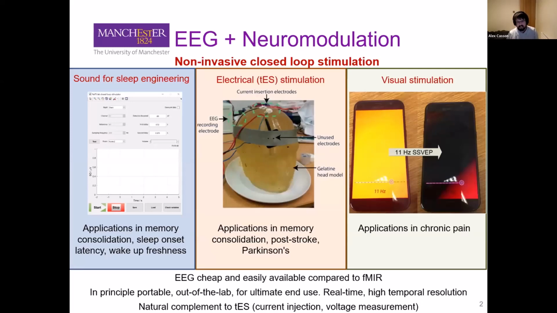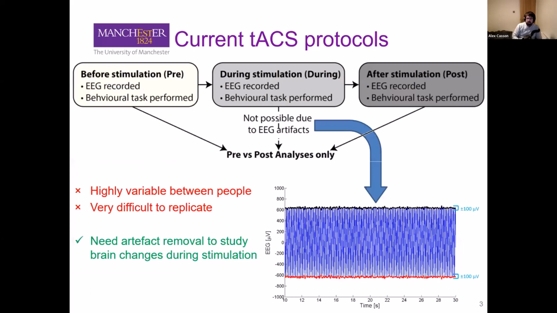But of course, it's also got a very high time resolution, and you can see the data in real time, which enables that kind of closed loop application. Sorry, my cat is here as well. And then thirdly, EEG is the natural complement to TES because one's dealing with voltages, one's dealing with currents, and they're different sides of the same coin. So we've probably heard most of this already, in terms of why we're interested in doing artifact removal.